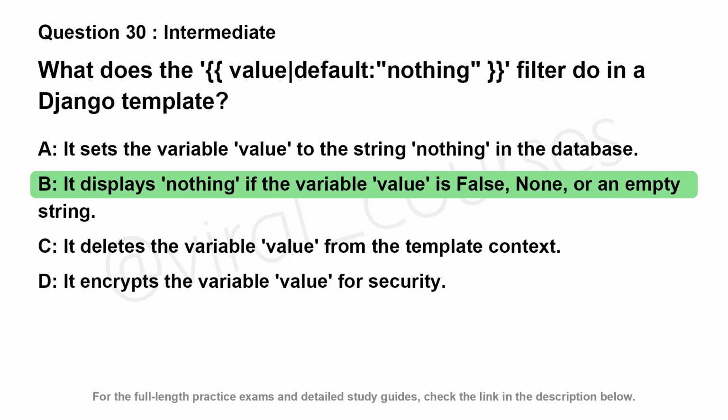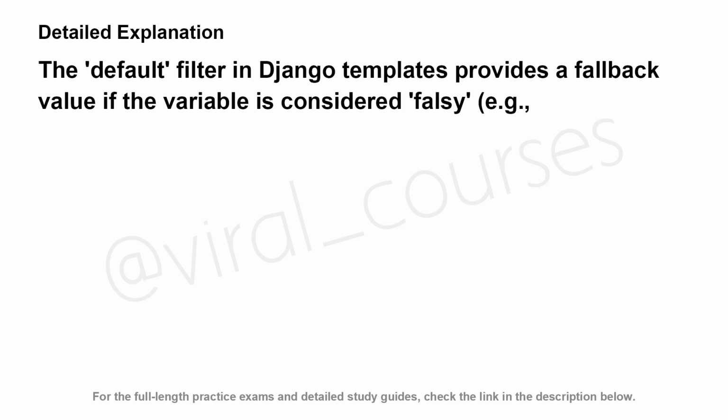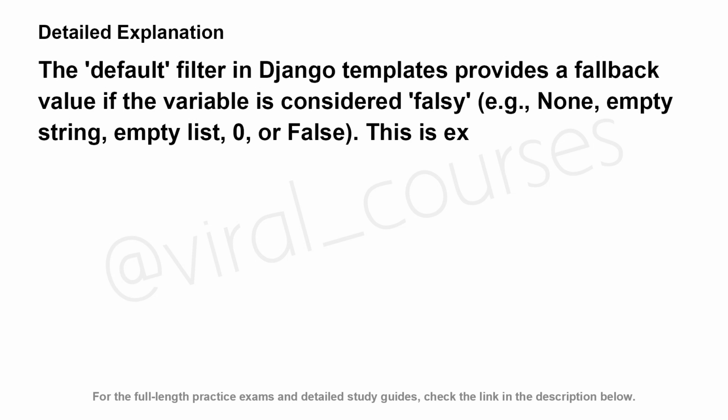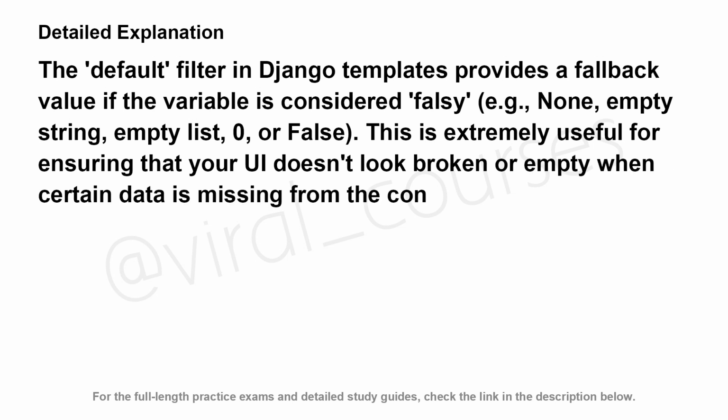The correct answer is B. The default filter in Django templates provides a fallback value if the variable is considered falsy, e.g., None, empty string, empty list, 0, or False. This is extremely useful for ensuring that your UI doesn't look broken or empty when certain data is missing from the context passed by the view.